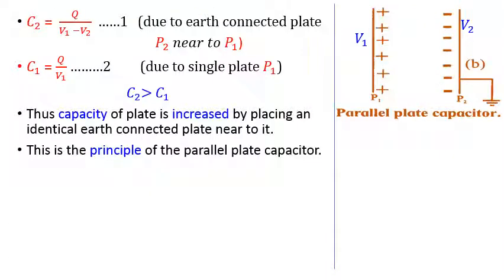Now see here, by this arrangement, what is happening? See equation number 1, capacity C2 due to this system is Q by V1 minus V2. This is due to what? Due to the earth connected plate P2 near to plate P1. And in this second equation, C1 is equal to Q by V1. This is capacity due to only single plate P1. Now compare the denominator of equation number 1 and the denominator of equation number 2. Yes, compare it yourself and what conclusion will you draw.